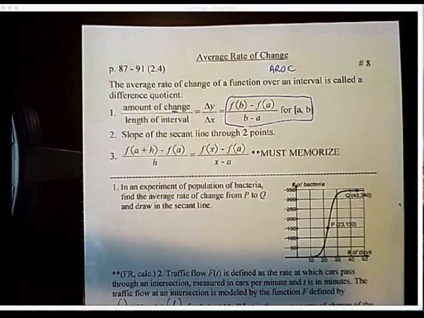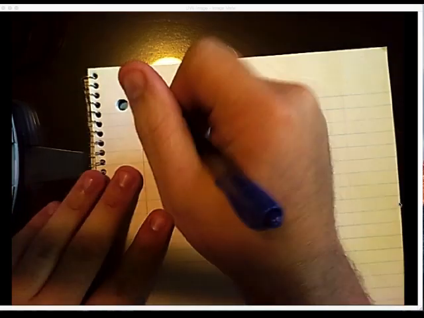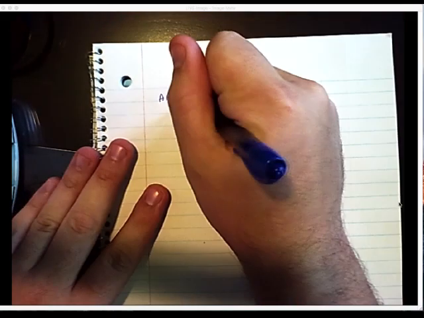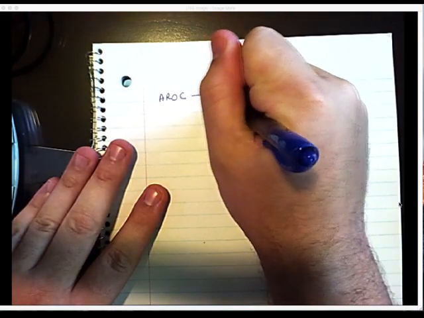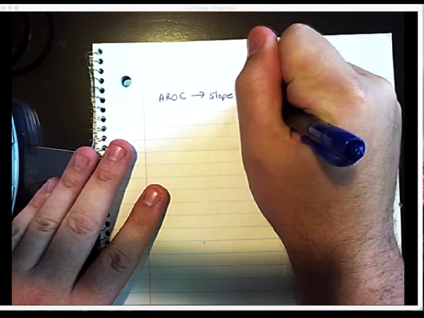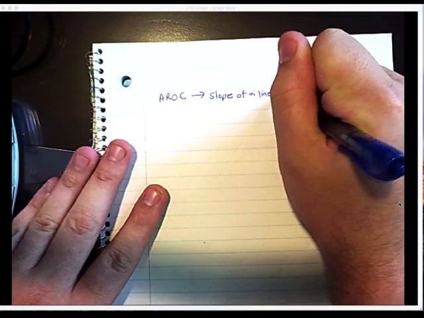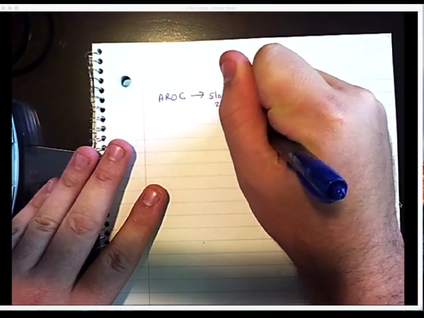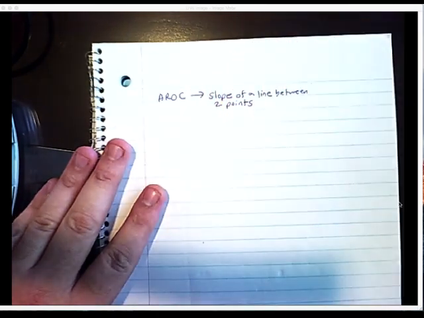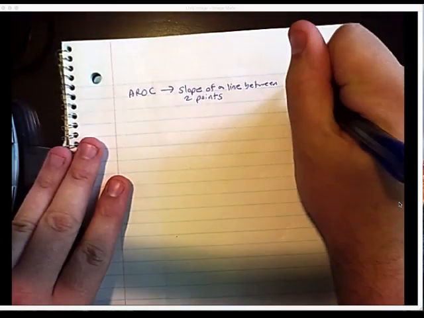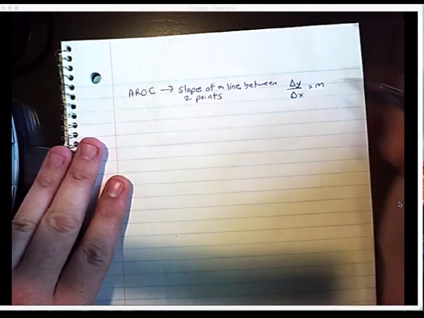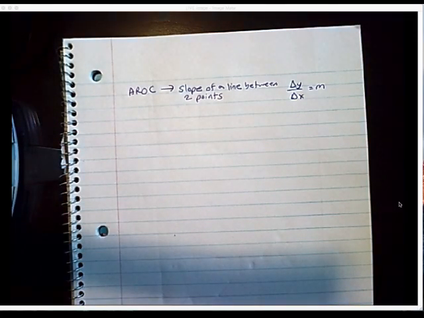So let me give you a graphical view. Now, when we think about average rate of change, what I think of as average rate of change is simply the slope of a line between 2 points. Because it's got that same type of formula, delta y over delta x, and we think of that usually as the slope. We abbreviate with the letter m.